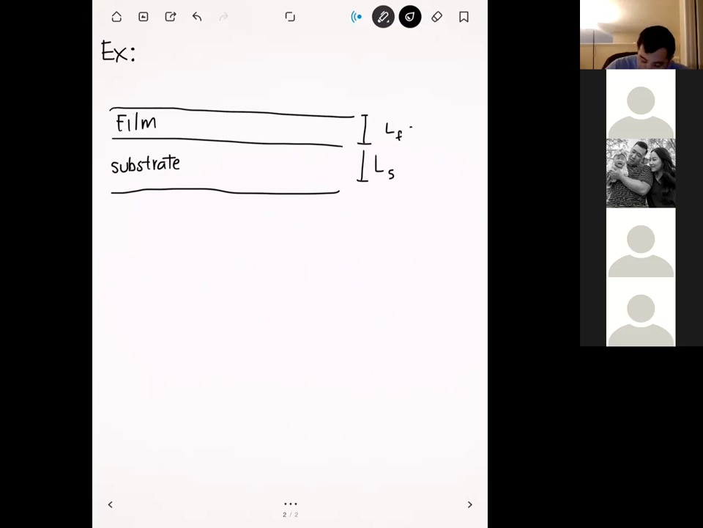And they have numbers here. So let's see, Lf is going to be 0.25 millimeters. So it's a quarter of a millimeter thick, so it's very thin. And then the substrate here is going to be 1 millimeter thick. Sorry, what was a substrate?